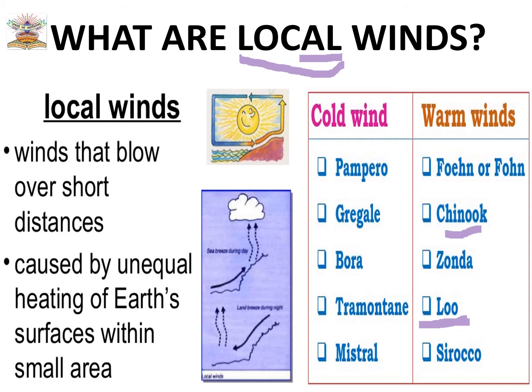But sometimes we also get cold wind. Now you can see this Mistral. It is a cold wind. It blows in France, in Spain. Then we can also see this Bora. It is a cold and dry wind. So they have got different names for these local winds.